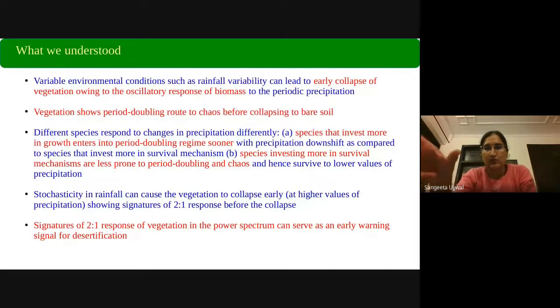So hence we have seen those areas were much smaller for this chi equals one species. And stochasticity in rainfall can cause vegetation to collapse even much earlier, meaning at higher value of precipitation, showing signatures of 2-to-1 response before the collapse. So this 2-to-1 response of vegetation can act as an early warning signal for desertification.